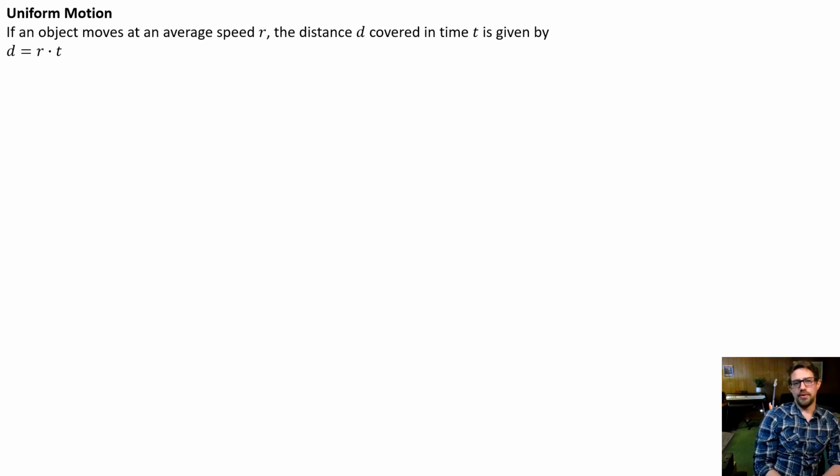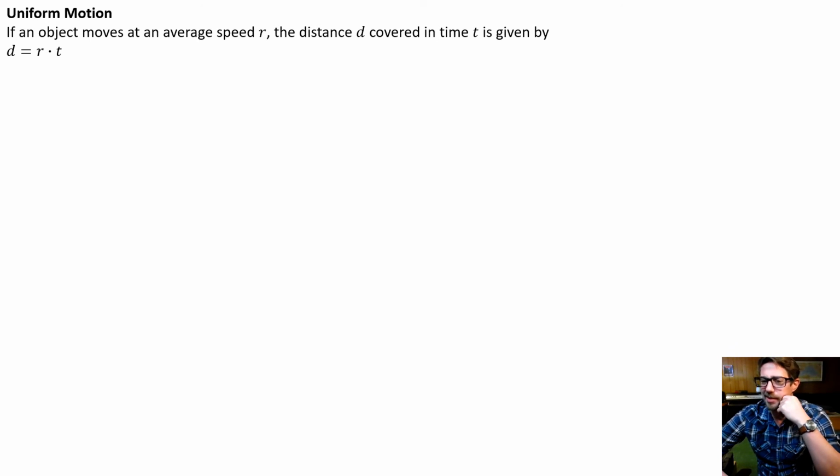If an object moves at an average speed r, the distance d covered in time t is given by this formula. So that's a very famous formula. You don't have to memorize it. Distance equals rate times time. So just think about that in terms of your car. If you set your cruise control and you're going at 50 miles an hour and you drive for 2 hours and you never change your speed, well, you just went 100 miles, right? Okay, how did I do that? Rate times time. 50 miles an hour for 2 hours is 100 miles. Okay, so it's as simple as that.